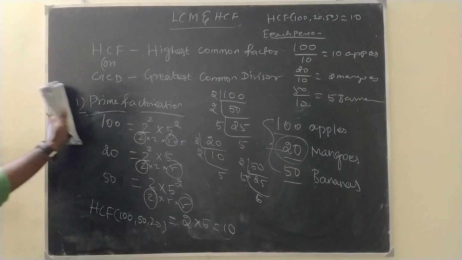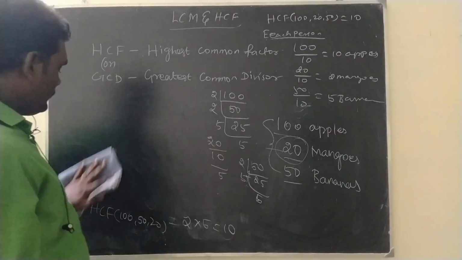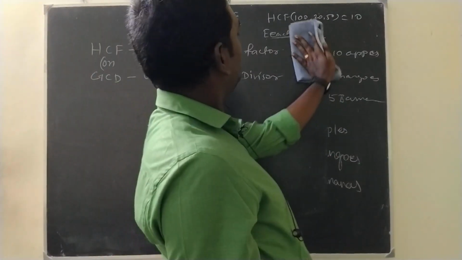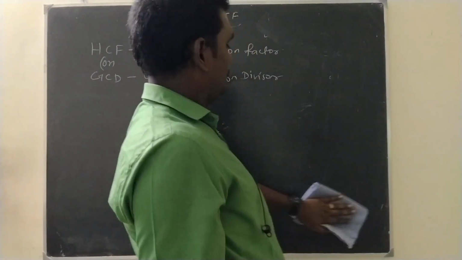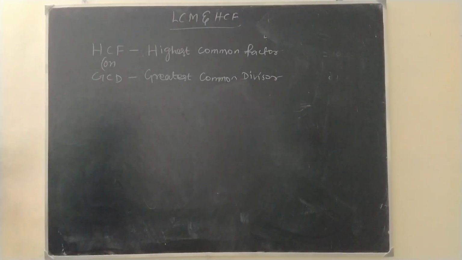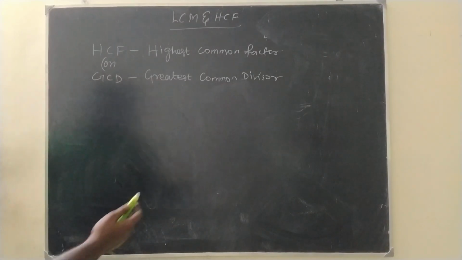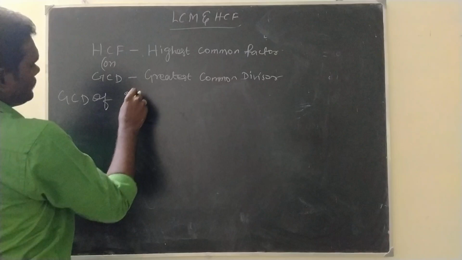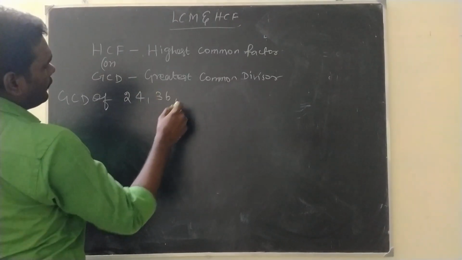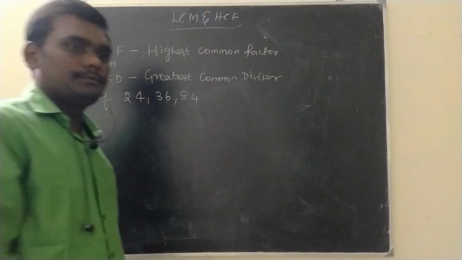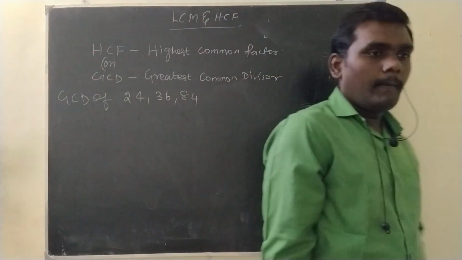Now, the same way, can you find the HCF of any given 3 numbers? You just try finding the GCD of 24, 36 and 84. Can you find? Make it fast.